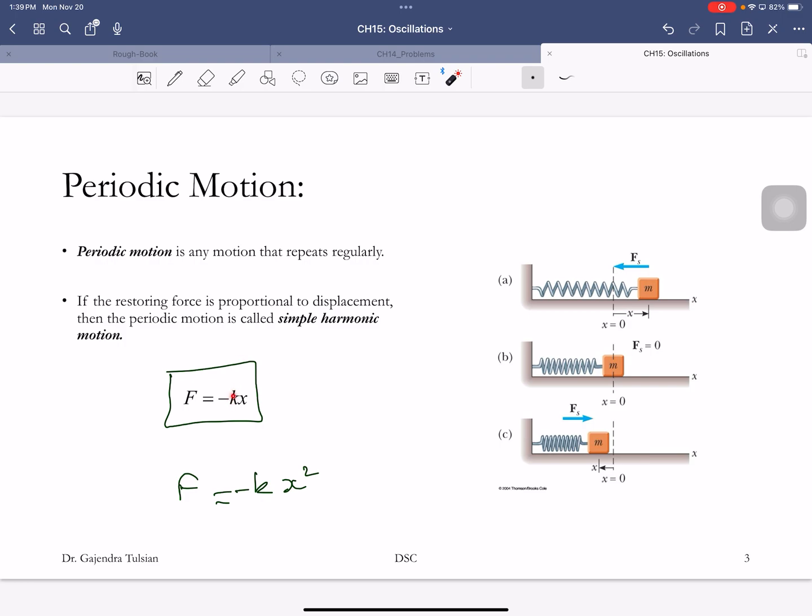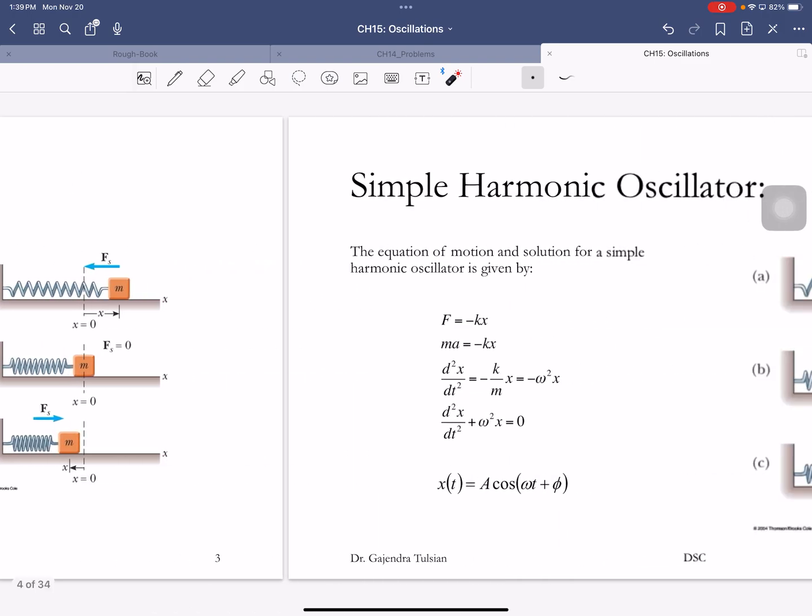This, of course, is the spring constant in our case. The stiffer the spring, the bigger this number, and you guys know all of that. You've seen that from labs. So you get a simple harmonic motion when the restoring force is proportional to the displacement. And that's what we're going to study.